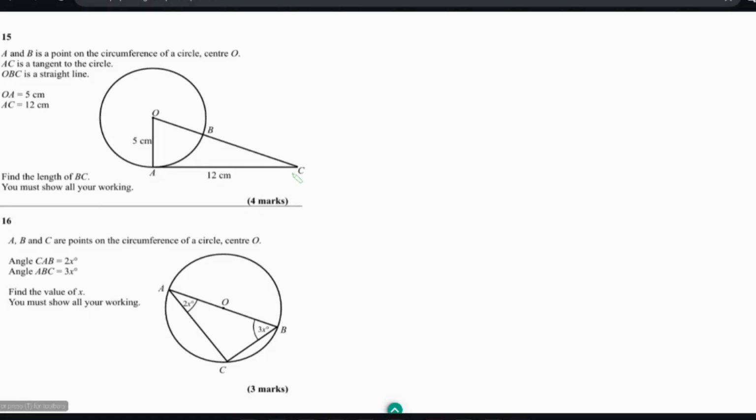Questions 15 and 16. A and B is a point on the circumference of a circle. AC is the tangent. OBC is a straight line. We know OAC is 90 degrees, right? Because we've got a tangent on a radius.